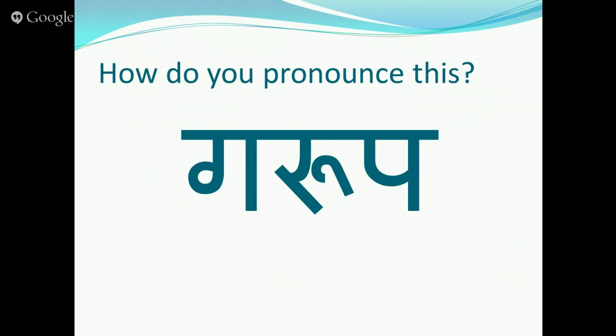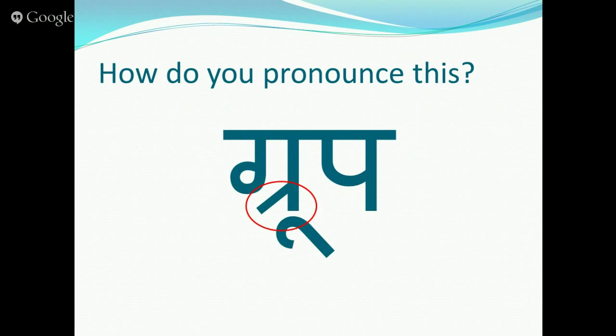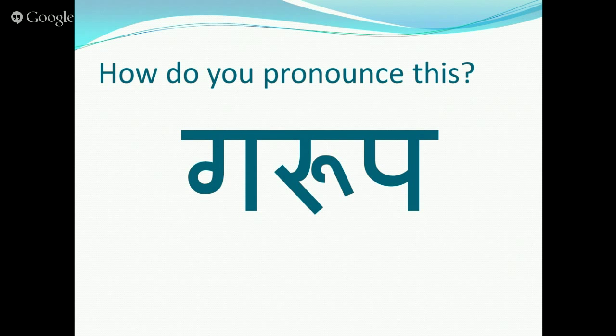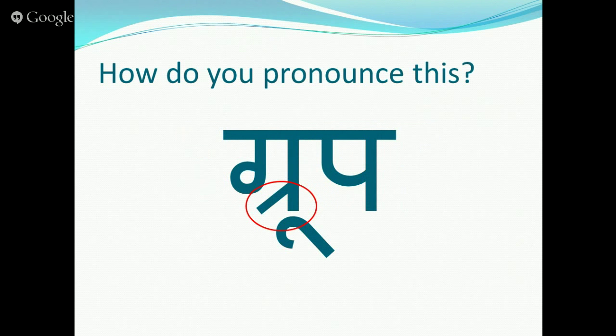So how would we pronounce this? This would be g roop, g roop. How would we pronounce this? Notice the little carrot. What did the carrot do? The carrot means that we got rid of the in between ga and ra. So it is no longer garu, it is now what? Gru. Very good. Gru.